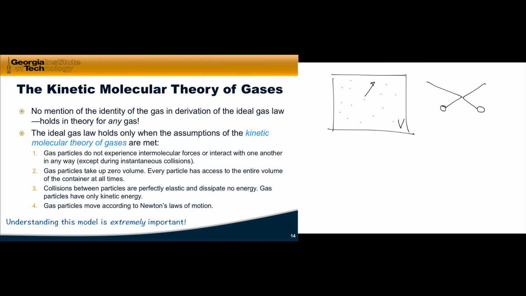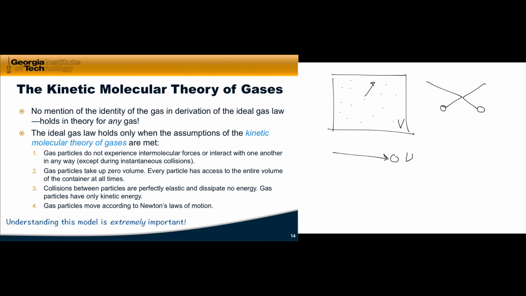The fourth assumption is that gas particles move according to Newton's laws of motion. That means that a particle that does not collide with anything moves with a constant velocity v until it collides with a wall or another particle, at which point the laws of collision can be derived directly from Newton's laws of motion. So these are the four big assumptions.